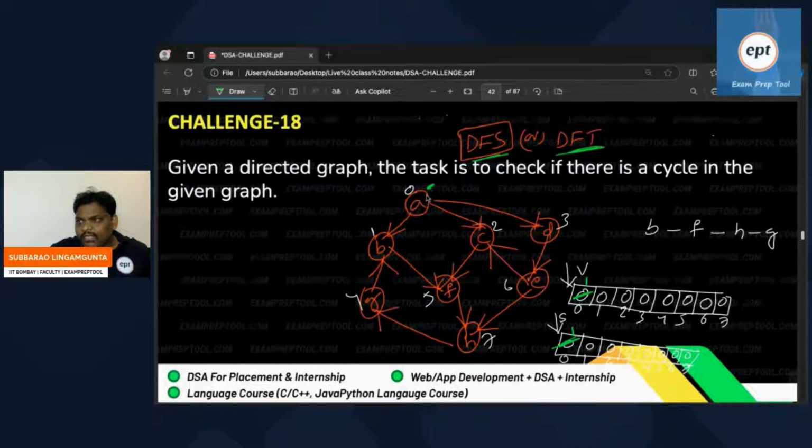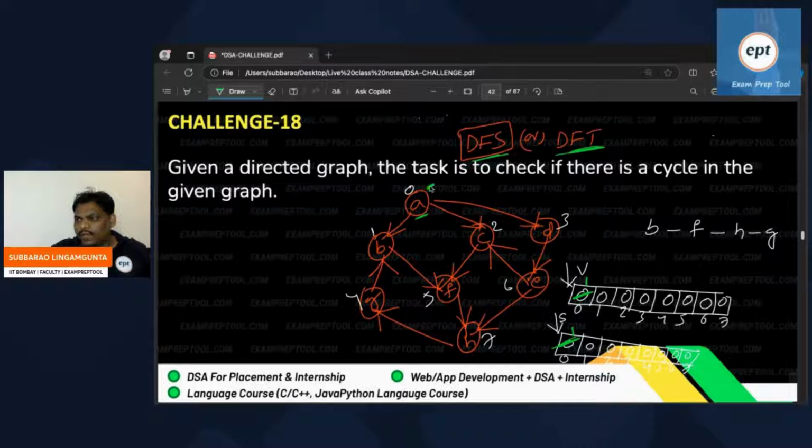Now what happened is that A adjacent is B also, C also, D also. Out of them take one person. That's what DFT is saying. Now I am at A. Because you are at A, A is visited, and A is there in the stack also, because you started from here. It is a recursive procedure.